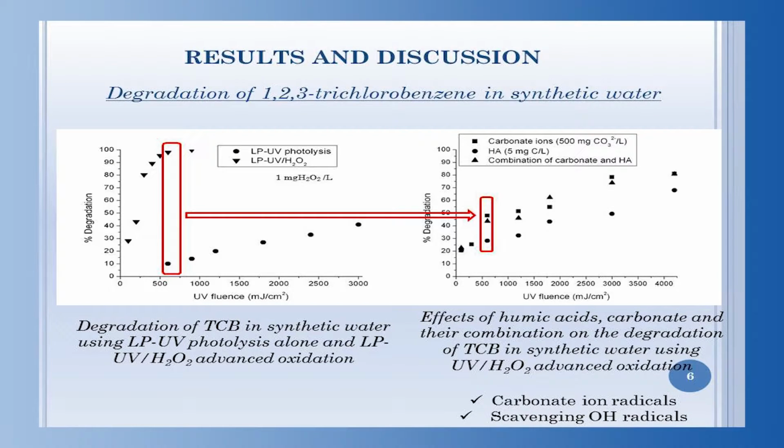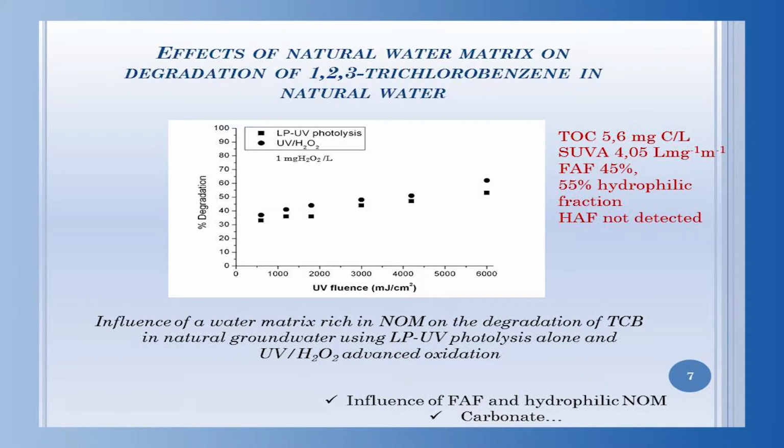Under these optimal reaction conditions, we can see that in the presence of carbonate or a combination of humic acids and carbonate, this efficacy significantly dropped to below 50%, and even more in the presence of humic acid. For maximal degradation efficacy of about 80%, it was necessary to apply higher UV fluence. So we can conclude that in this synthetic water matrix with carbonate ions addition and humic acid, maybe some carbonate radicals could be formed, which significantly have a negative effect on TCB degradation. Also, humic acid could act as a scavenger of hydroxyl radicals, which also has a negative effect on TCB degradation.